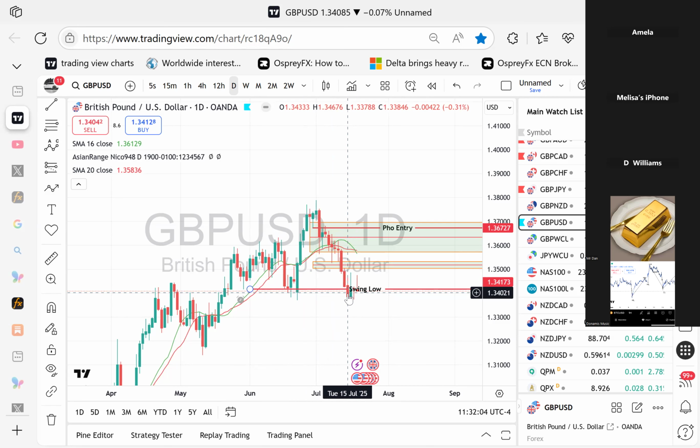Your style, if you abide by your rules, is going to be your style. If your style has an edge, you're going to make money. The edge is the fact that we see the structure break, and when it pulls back, we take that sell.